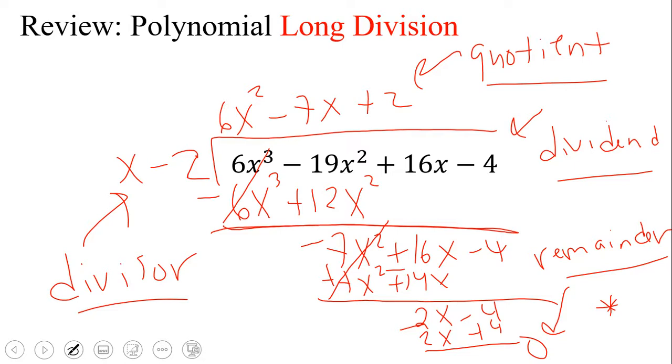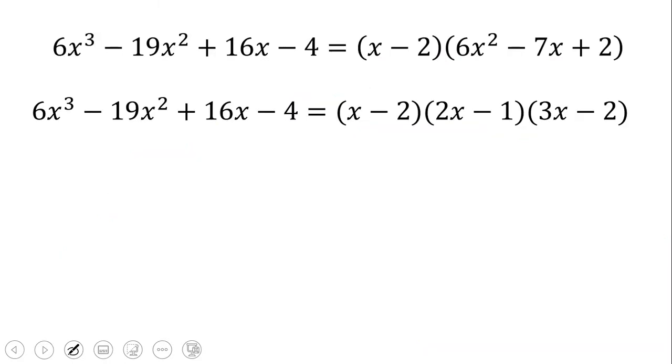Continuing on with this problem, now that we know that x minus 2 goes into the dividend, 6x squared minus 7x plus 2 times, we can keep going. In the next slide, you can see that I took my original polynomial and wrote it as the divisor times the quotient, no remainder required. Then in the next step, you can see that 6x squared minus 7x plus 2 factored further into 2x minus 1 times 3x minus 2.